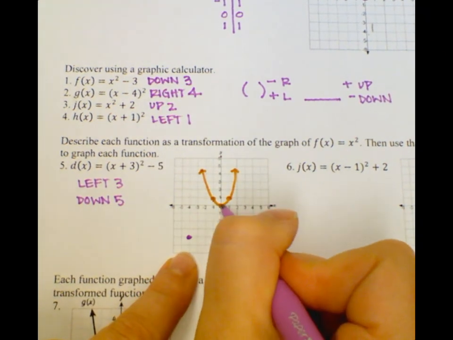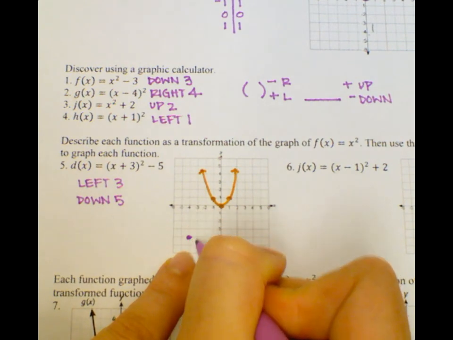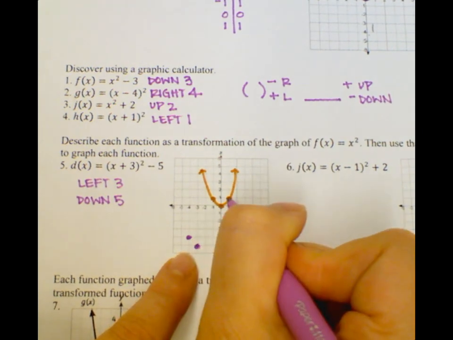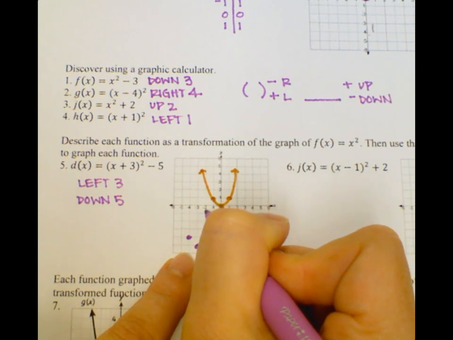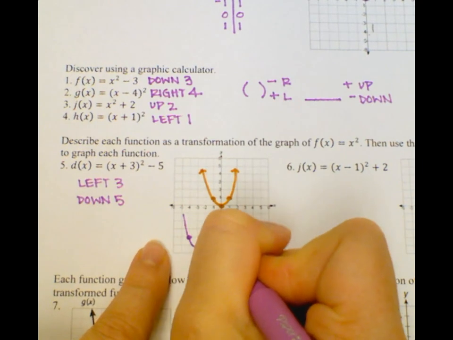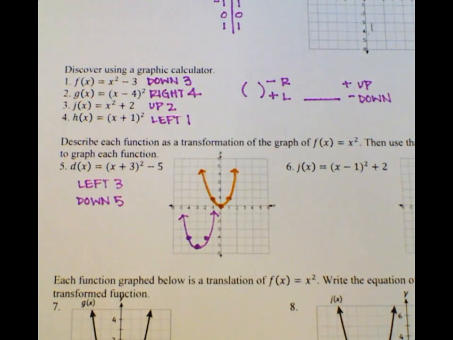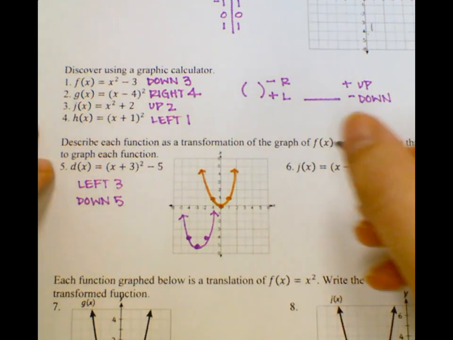Now let's go middle one. Left 3, 1, 2, 3, down 5, 1, 2, 3, 4, 5. Now this one, left 3, down 5. So there he is. It's just like you're taking the graph and you're moving it. Nothing crazy's happening here, guys. Nothing crazy. All right, next one. What's that minus 1 in the parentheses doing?